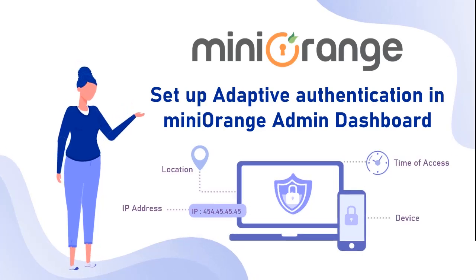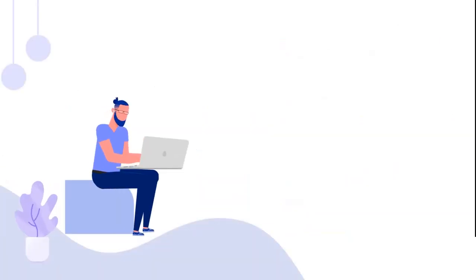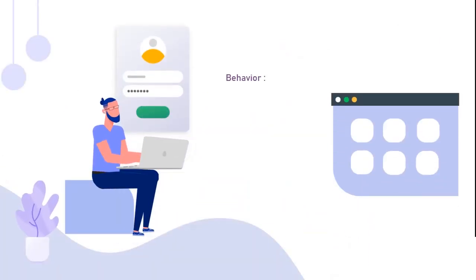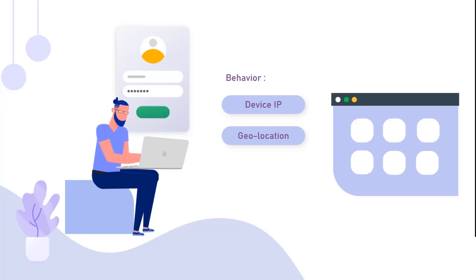In this video, we will see how to configure Adaptive Authentication in the miniOrange admin panel. From this section, you can prompt different authentication factors, depending on the behavior like device, IP, and geolocation of the user, which directly makes the security level the very best.